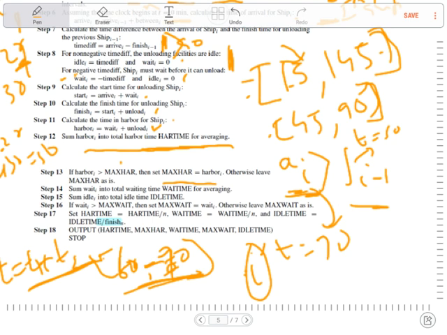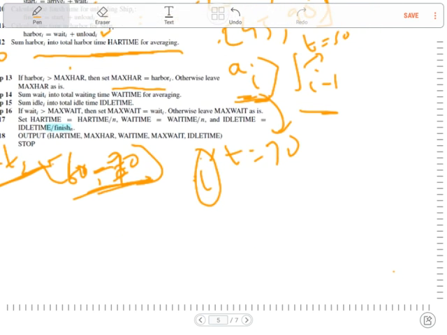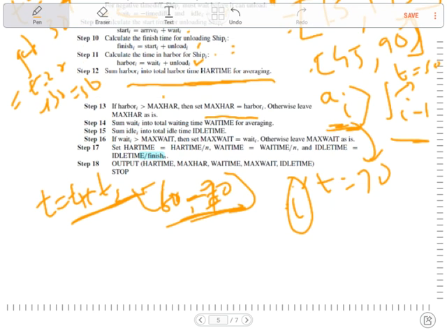Achha, then sum idle I into total idle time, because it is for the harbor, nothing here to average. Okay, so here the total will be the total idle time. Okay, Achha, now wait I.